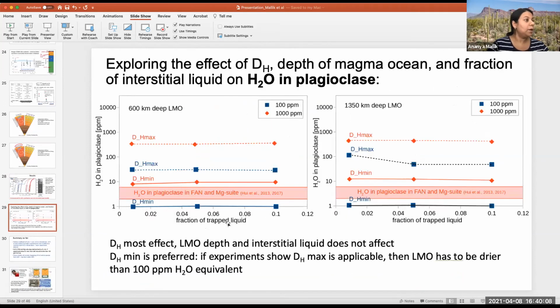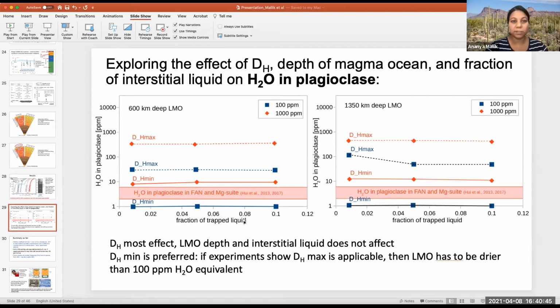Okay, so what we also did was we used this combination of thermodynamic codes, alphaMELTS and another code called SPICES, to model the same lunar magma ocean crystallization, but this time we explored the effect of not just partition coefficient, but also depth of magma ocean and the fraction of residual liquid that would be left behind as the magma ocean crystallizes. So this figure right here is for a 600 kilometer deep lunar magma ocean, whereas the one to the right is for a much deeper lunar magma ocean, about 1350 kilometers deep.